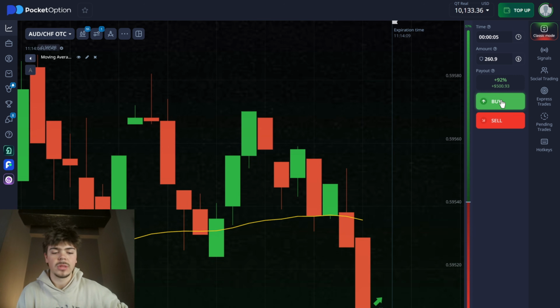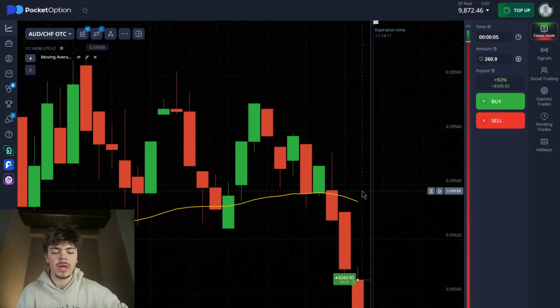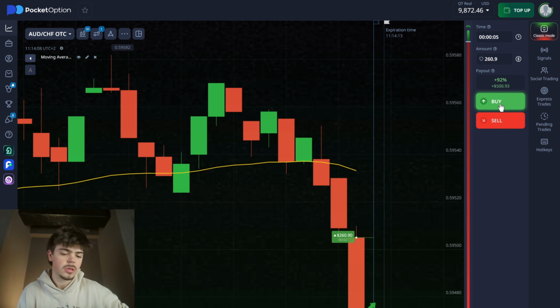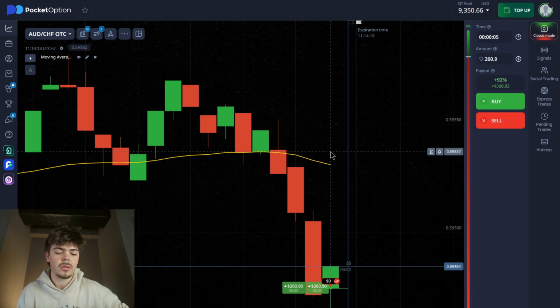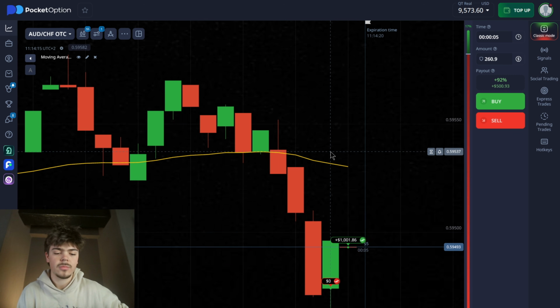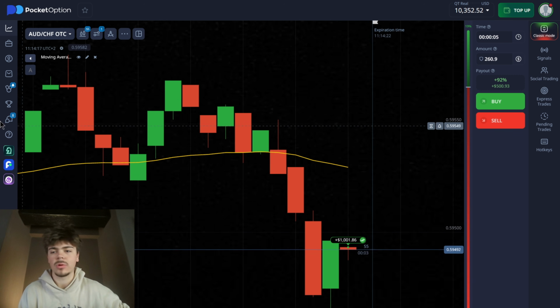We just need to document this correctly and honestly. We're going to go for a buy here. If this loses, we're going to double up. And if I lose this double up, I am not going to take another trade. But there we go. We ended up winning that one, which is good.